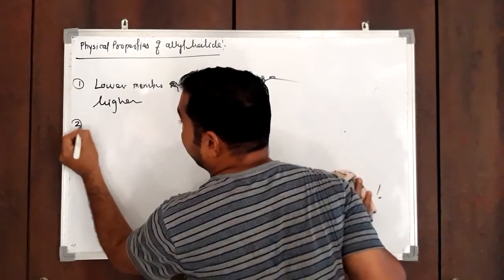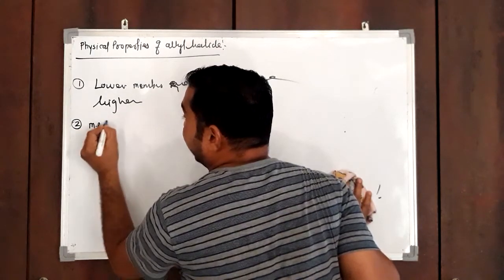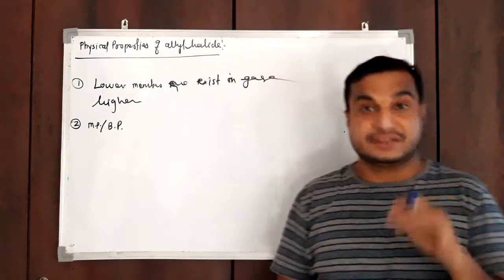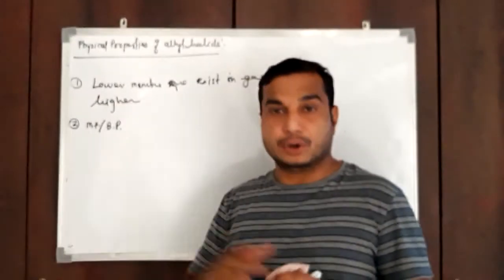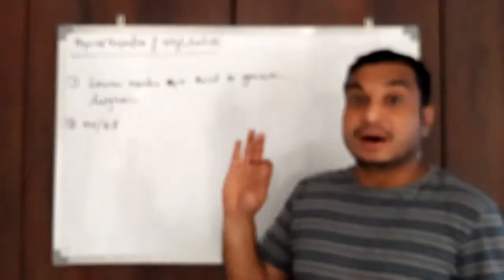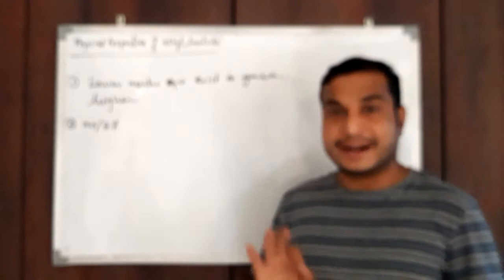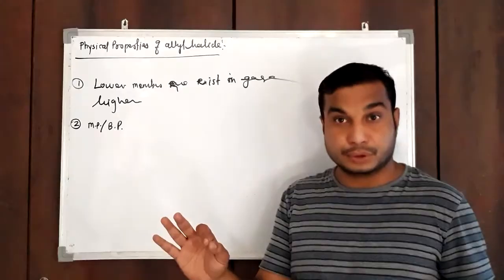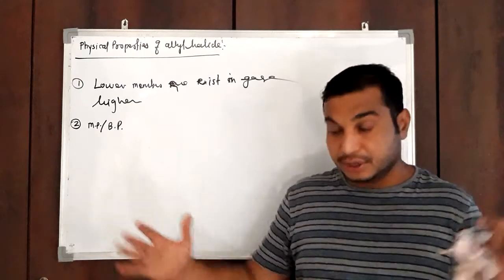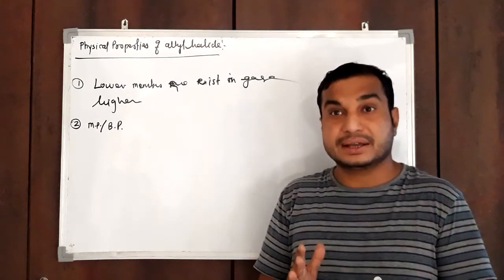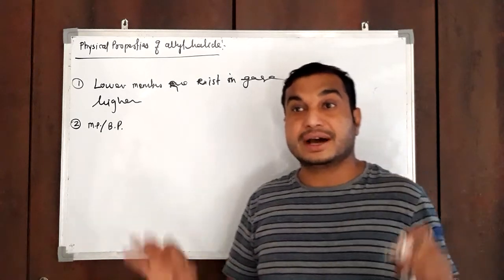See, melting point and boiling point of alkyl halides are quite larger than normal alkane or normal hydrocarbon. Why? This is due to the fact that alkane or normal hydrocarbon has no polarity. Polarity is zero. They are non-polar molecules. Therefore, intermolecular force of attraction is very less. That's why their melting point and boiling point are low.